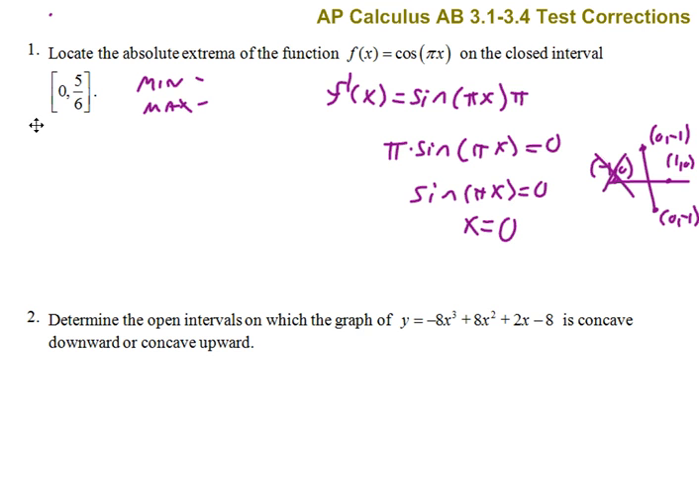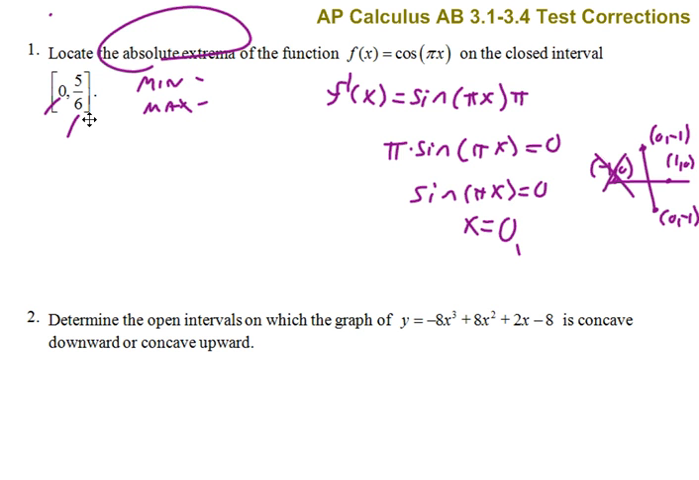Lastly, what we do is plug in 0 and plug in 5/6. Since we already have 0, we're only going to do it once, but we're going to plug in 0 and 5/6. And whatever their y value is, that's how we're going to determine what the absolute extrema is. Whatever the biggest number is, that's our max. Whatever the lowest number is, that's our minimum.